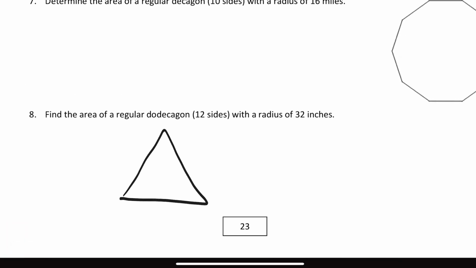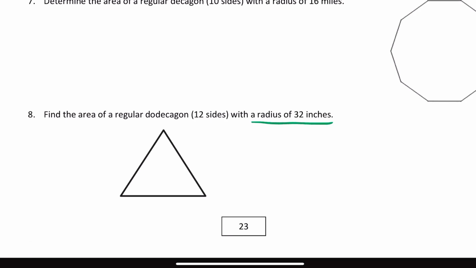So I'll try my best to draw that just like this. And I'm going to know that this is the center, and then this here and this here, those are the vertices from this dodecagon. I know that my radius has a value of 32. And so this would be 32, and this would be 32. And so the last thing I need to do is figure out what that included angle is going to be.